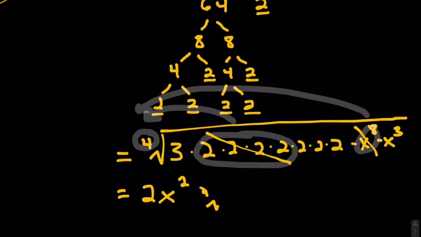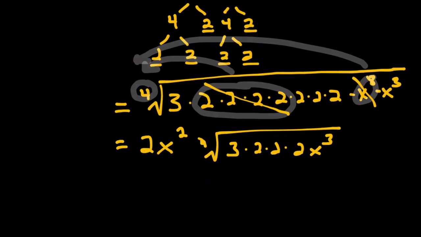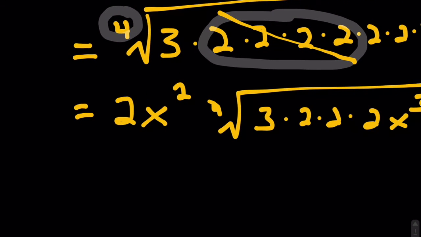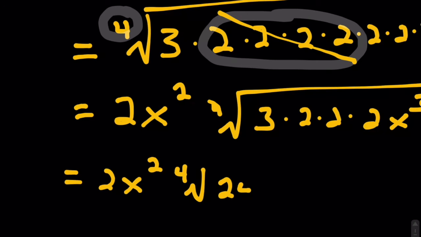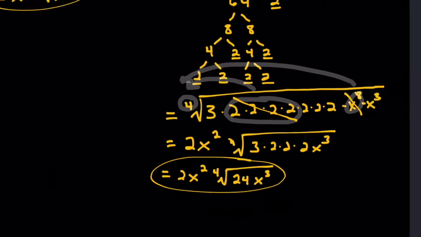Finally, we will have the 4th root, ooh, fancy 4 right there, 3 times 2 times 2 times 2 times x to the 3rd. And when we do all of this multiplication out, we are going to get 2x squared times the 4th root of 24x cubed, and that, ladies and gentlemen, does it for this problem. Whew. Take a deep breath.